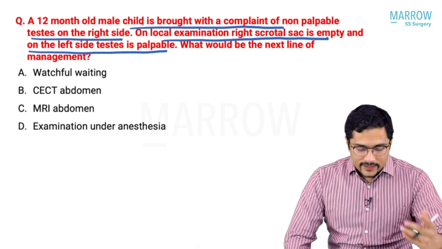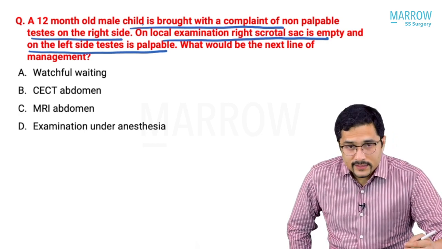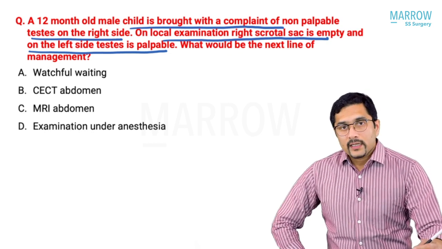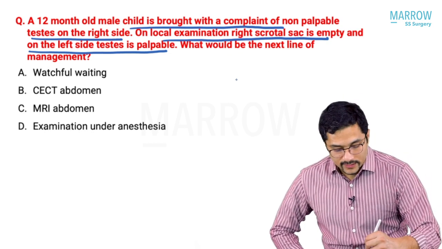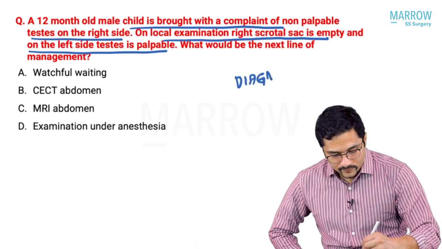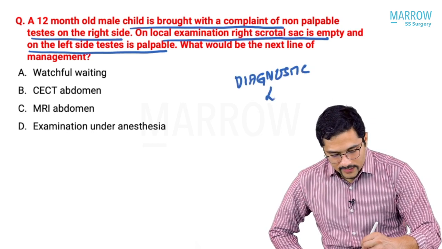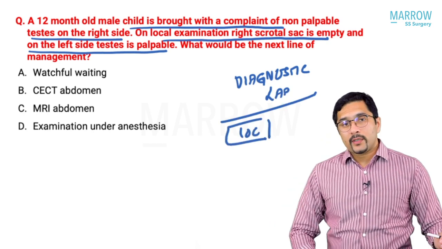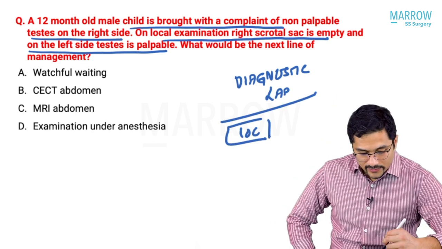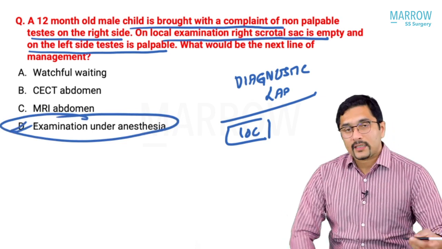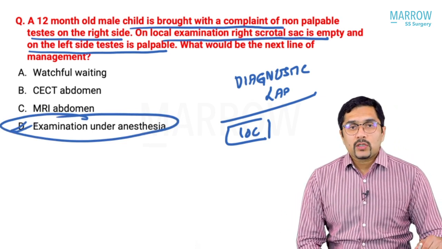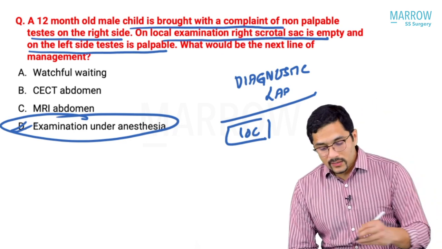So this is undescended testis, and if you cannot feel the testis in the inguinal region, then we have to carry out a diagnostic laparoscopy. Diagnostic lap is the investigation of choice to see an intra-abdominal testis, and so the correct answer here will be examination under anesthesia, which would mean doing a diagnostic laparoscopy to see where the testis is located.